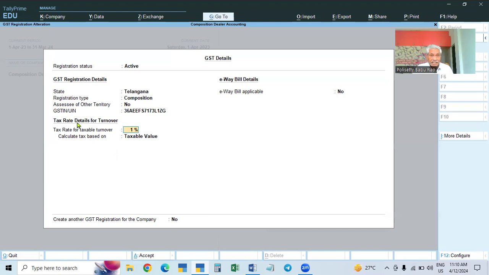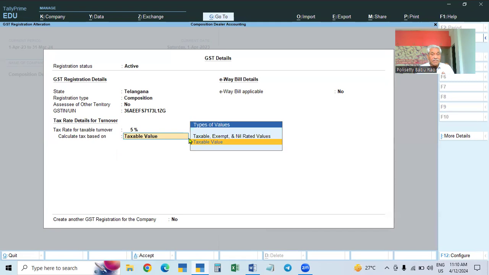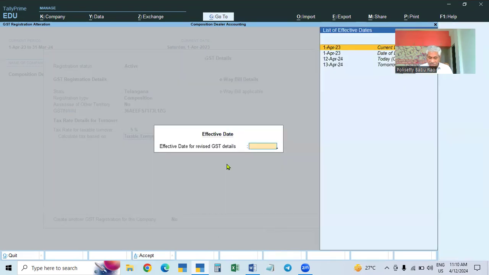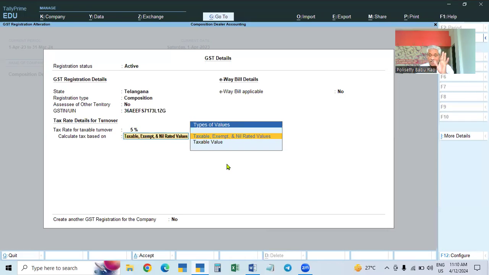Next, automatically it is showing the tax rate, by default 1%. 1% is for trader and manufacturer, and tax is paid on taxable value only. If you are a restaurant owner, then you have to take it as 5%, and in that case the total turnover, that is taxable, exempt, nil rated, on all the supplies you have to pay 5%. That's why we have to select this, and it asks from which date it is applicable. In the case of service providers, you have to take 6% and the total turnover. But now we take only 1% for trader and manufacturer, on taxable value only.